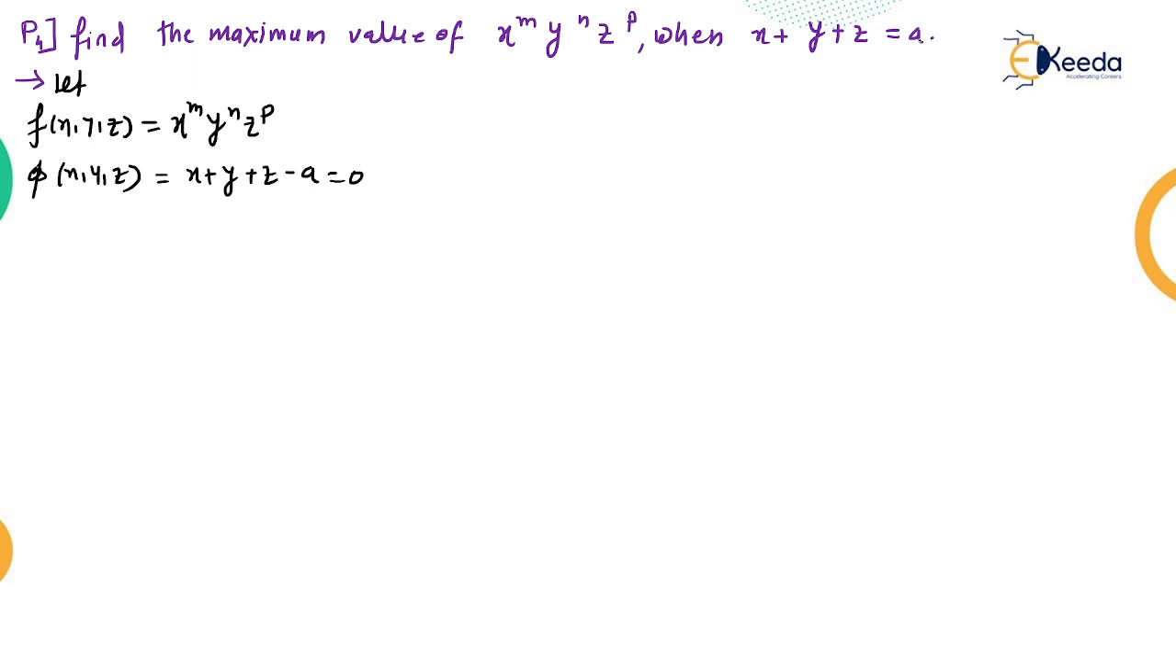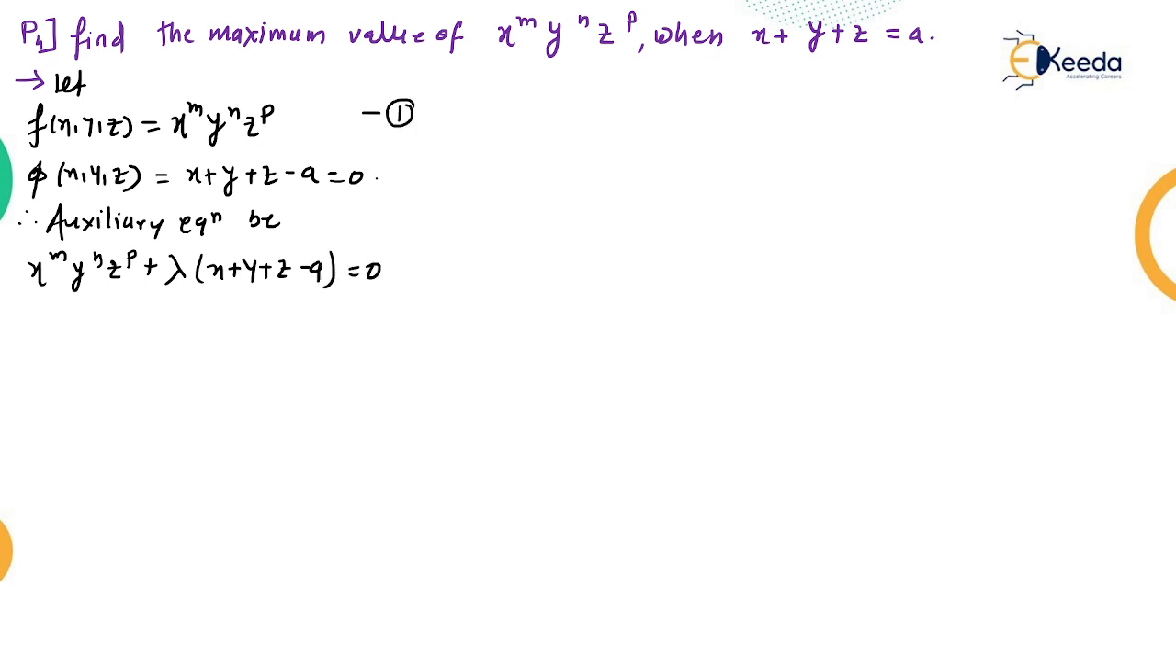Conditional function, its RHS term, shifting to the LHS, it will get plus or it may be minus, so the RHS is totally made 0. Therefore the auxiliary equation will be, I am writing now in this way: x power m y power n z power p plus lambda into x plus y plus z minus a, that is equal to 0. For reference we label these equations 1, 2, and this equation is equation number 3.